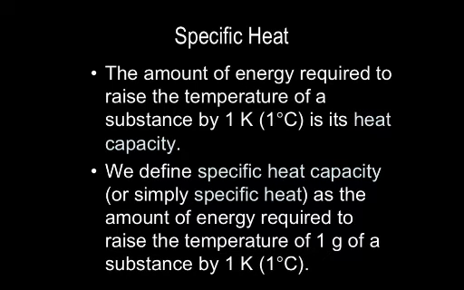When we're talking about specific heat, the first thing we want to look at is what heat capacity is. Heat capacity is how much energy we need to raise the temperature of a substance by 1 degree Celsius or 1 Kelvin. The specific heat capacity, or what we usually call just specific heat, is the amount of energy required to raise the temperature of 1 gram of that substance by 1 degree Celsius or by 1 Kelvin. Every substance has its own specific heat. This is a value that you will either look up or would be given to you when you are doing an experiment.